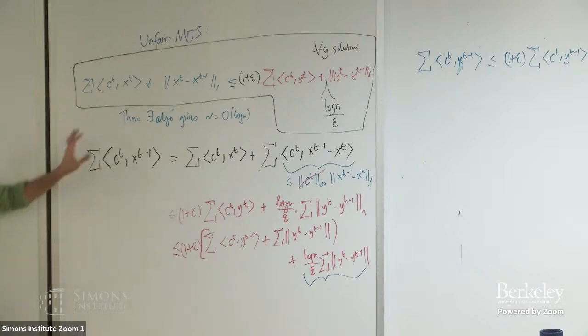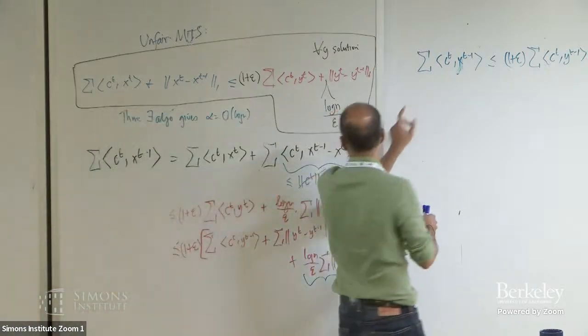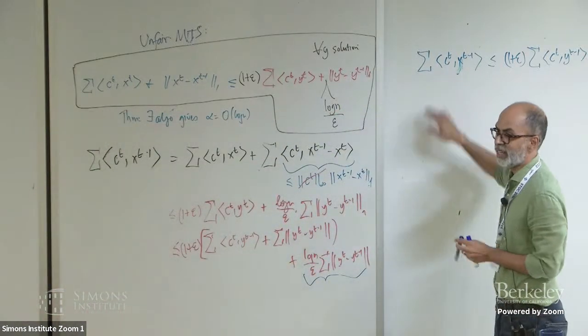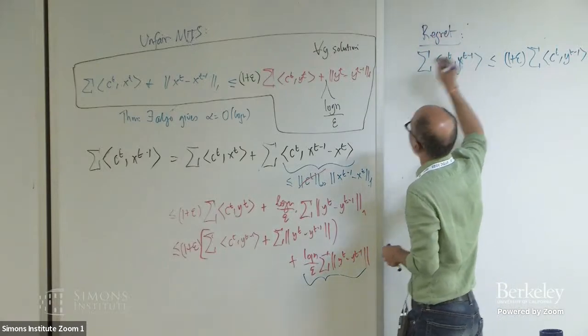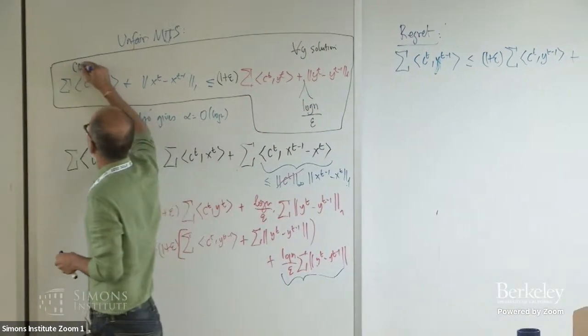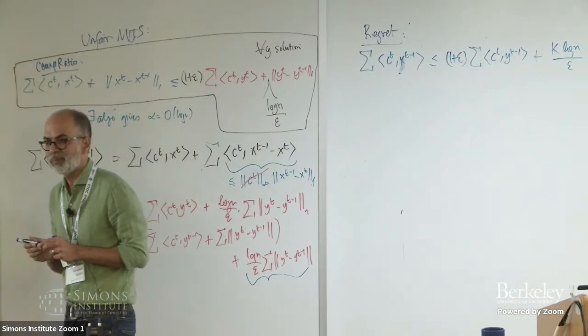Because what I wanted to say was, once I have this guarantee, I can get a regret guarantee as well. And this is what this regret guarantee is. This proof is showing you this regret guarantee. So this, I'll say, is regret. In online learning, we don't see the first comparative ratio.